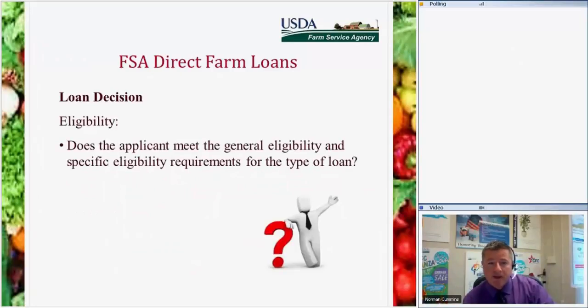So eligibility, things that we look at: do you meet the general eligibility? Those are all the standards I talked about. And do you meet the specific eligibility requirements for the type of loan that you're looking for? If you're a brand new farmer and you're trying to get $300,000, you're shooting for the moon before you even have the rocket ship. So it's something to think about.